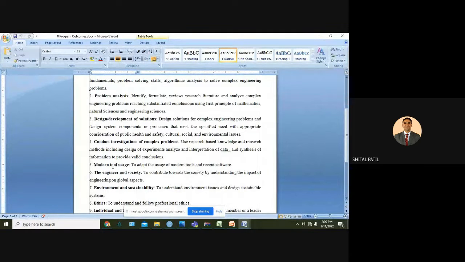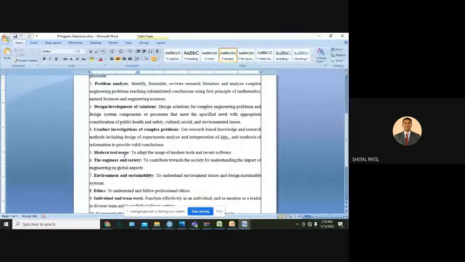Using the R software we can find mean, arithmetic mean, standard deviation, correlation, regression, which we are going to study in statistics. So we should be able to use a modern tool. Then next is engineer and society, to contribute towards the society.